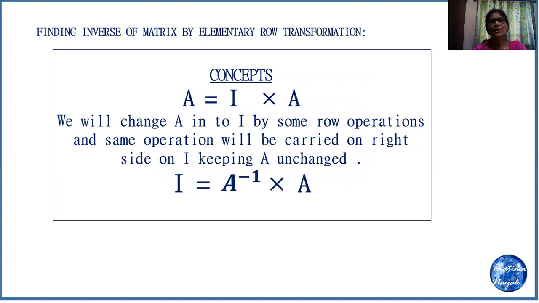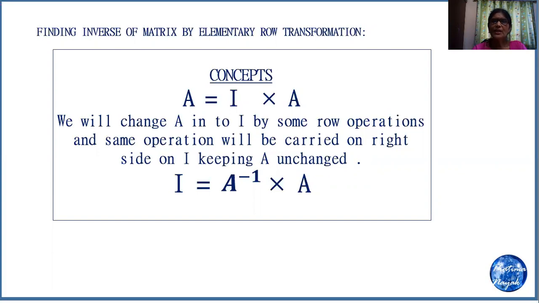Now what concept are we using here? We are using the same concept: any matrix A is equal to the product of the identity matrix and the matrix itself. Elementary operation means we will change the rows to reach the identity matrix on the left hand side, and A will be kept as it is, and I automatically changes to the inverse.